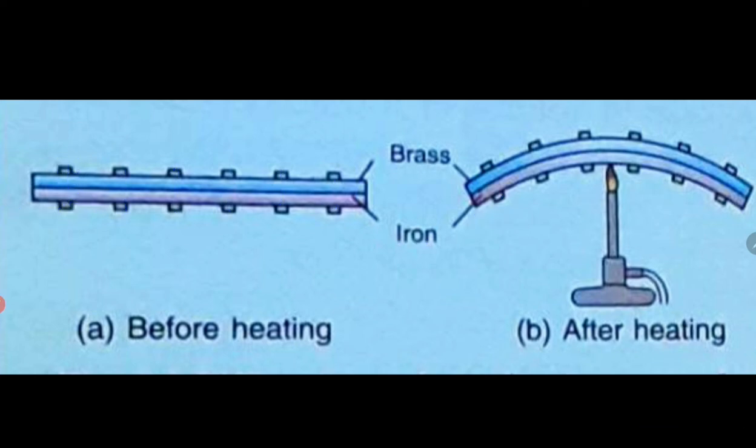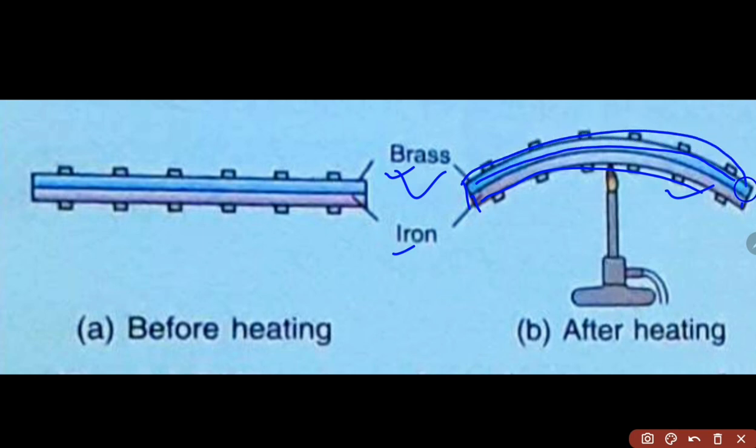Now, because of heating, it will get bent. The reason is the brass expands more than iron. As the brass expands more than iron, it makes the outer curve, and the iron makes the inner curve. As you all know, the inner curve will have less distance to cover. Now as brass expands more than iron, the whole thing gets curved this way as they are riveted together. This property can be used in a thermostat.